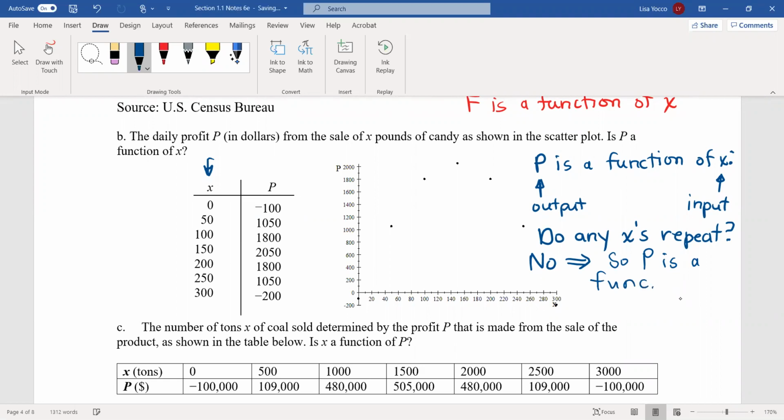Try not to touch the sidebar. So what would throw you off? If you just looked at this, you would say, over there in the P column, some P's repeat, don't they? We got 1800 showing up twice and a 1050. So do we care? No. The outputs can repeat as much as possible. Doesn't matter.